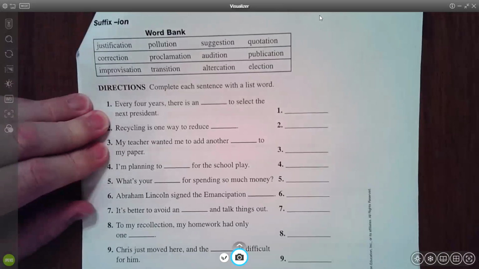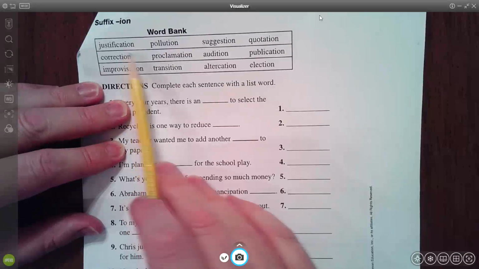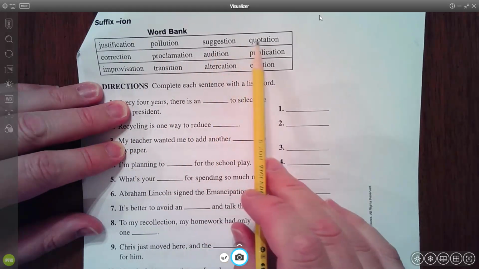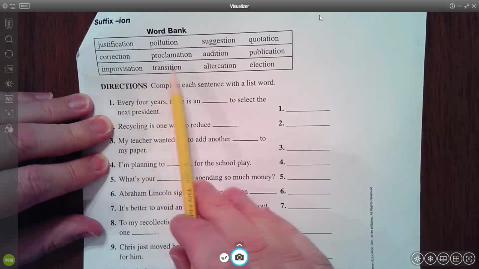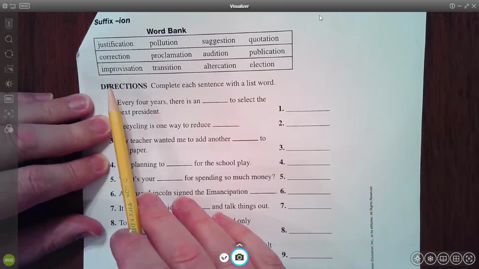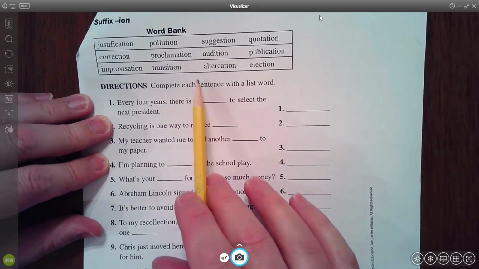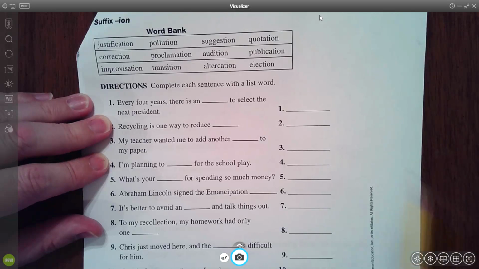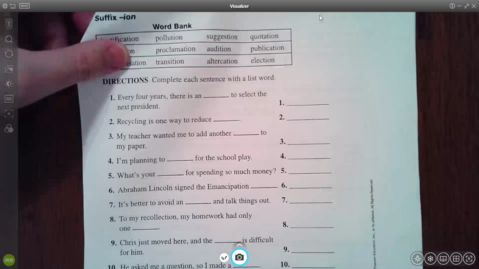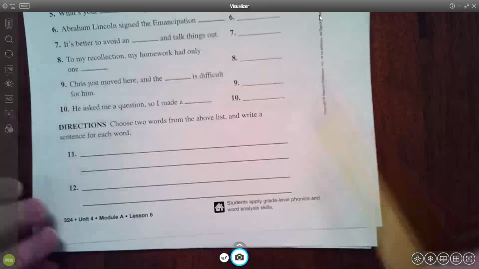These are I-O-N words with the suffix. This is justification, pollution, suggestion, quotation, correction, proclamation, audition, publication, improvisation, transition, and altercation, and election. You'll find there are 12 words up here, only 10 down below, but then it gives you this last one.